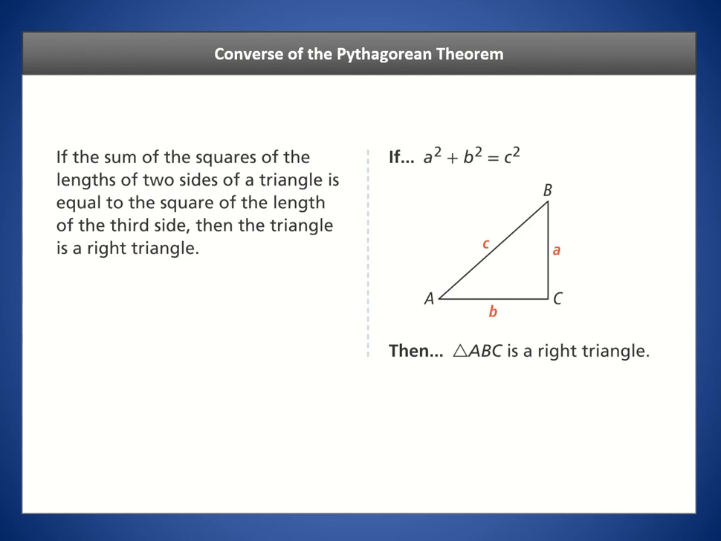Now this also works in reverse, so you can use this to show that a triangle is a right triangle. That is by adding the sum of the squares of the shorter sides and setting it equal to the square of the longer side. If the statement holds true, then you know that you have a right triangle.